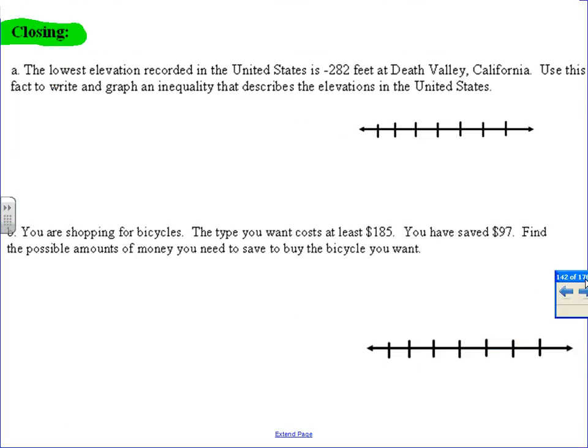Even though this says it's a closing, we didn't get to do this on Monday. So I wanted to start with this today. Can anyone tell us the answer to letter A, since this was your warm-up? Sean, what'd you get?